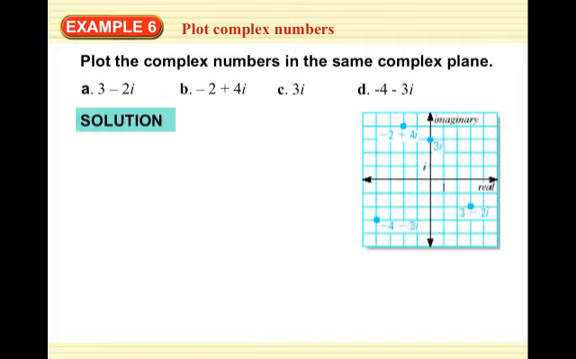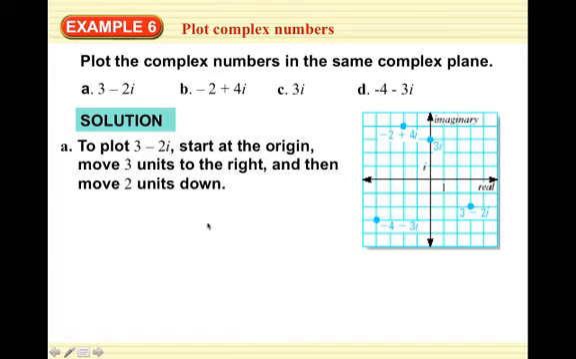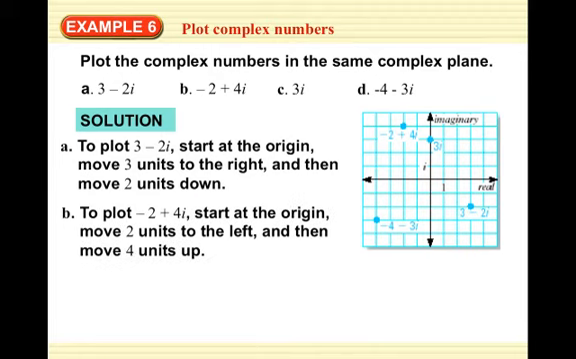Okay, so there's a picture. We're going to talk about how you get to each one of those. To plot 3 minus 2i, start at the origin. Move 3 units to the right and 2 units down. So 3 along the real axis, negative 2 down the imaginary axis. Okay, so negative 2 plus 4i, we want to start back at the origin, and we want to go 2 to the left along the real axis, because that's the negative direction there, and then up 4, and here we go, negative 2 plus 4i.